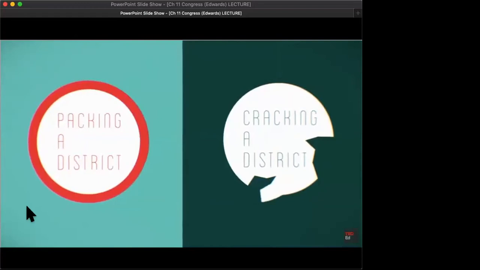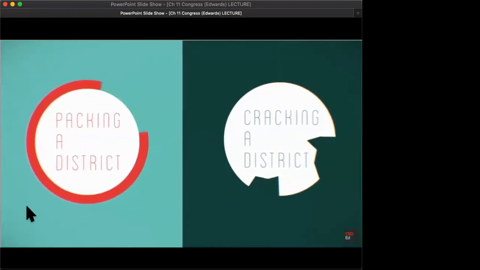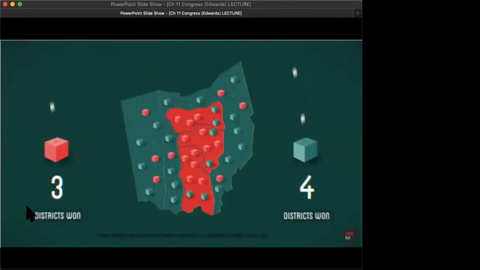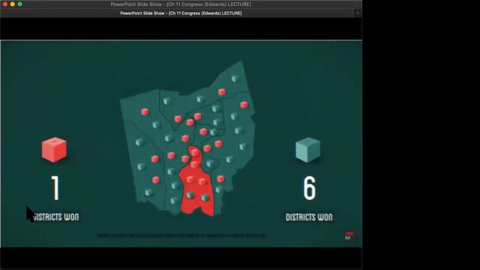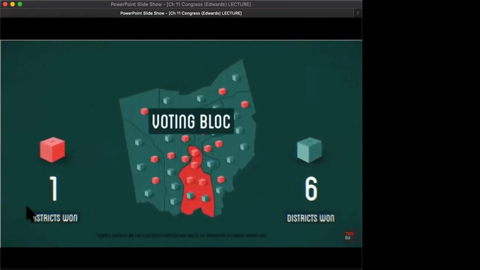Cracking is the opposite, taking one district and cracking it into several pieces. This is usually done in districts where your opponent has many supporters. Cracking spreads these supporters out among many districts, denying your opponent a lot of votes. When you have a large number of people who would generally vote for one type of party, those folks are known as a voting bloc. Cracking is a way to break that all up.